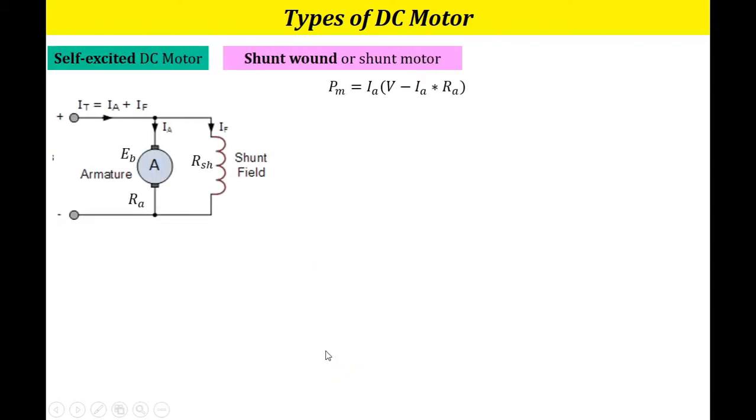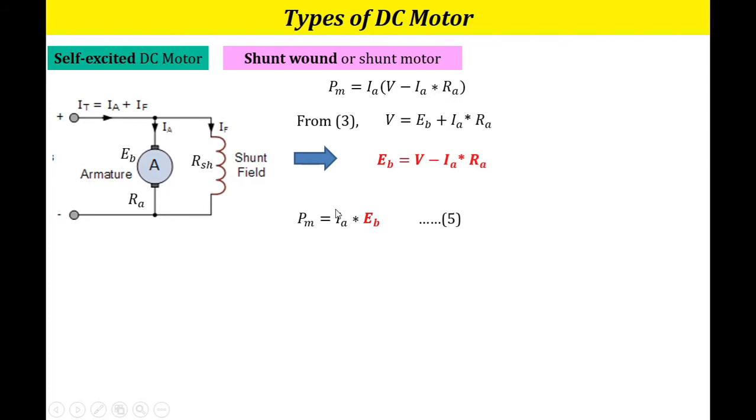Now from equation number 3, we know the voltage across armature: V equal to EB plus IA into RA. If I shift this IA into RA term to the left hand side, I will get the expression for EB, that is back EMF. So EB equal to V minus IARA. Now in place of this V minus IARA, I can put here EB. Therefore we will get PM equal to IA into EB. This is the expression for mechanical power.